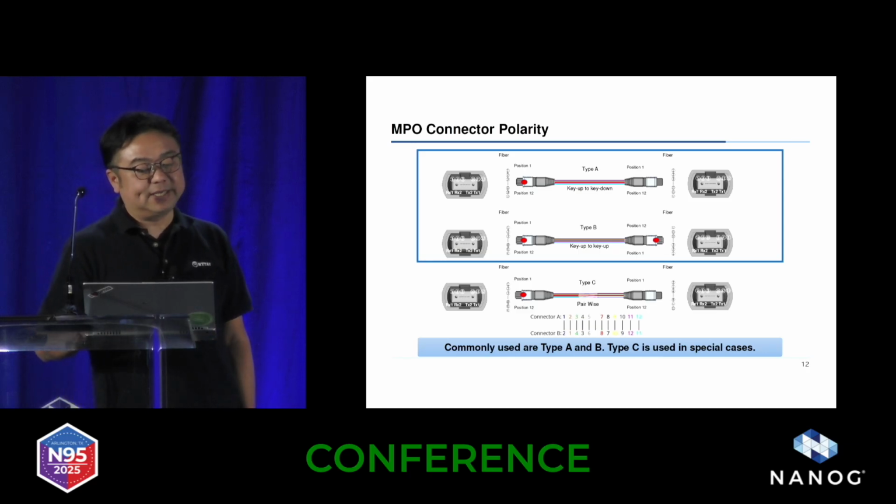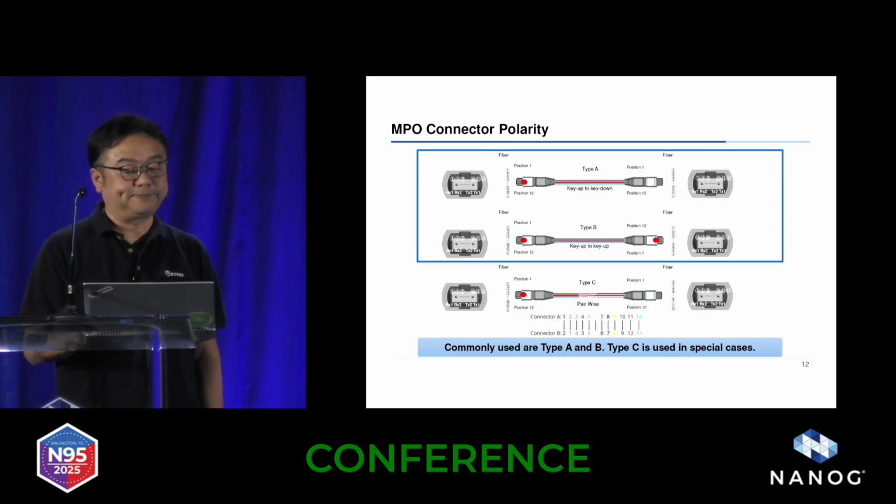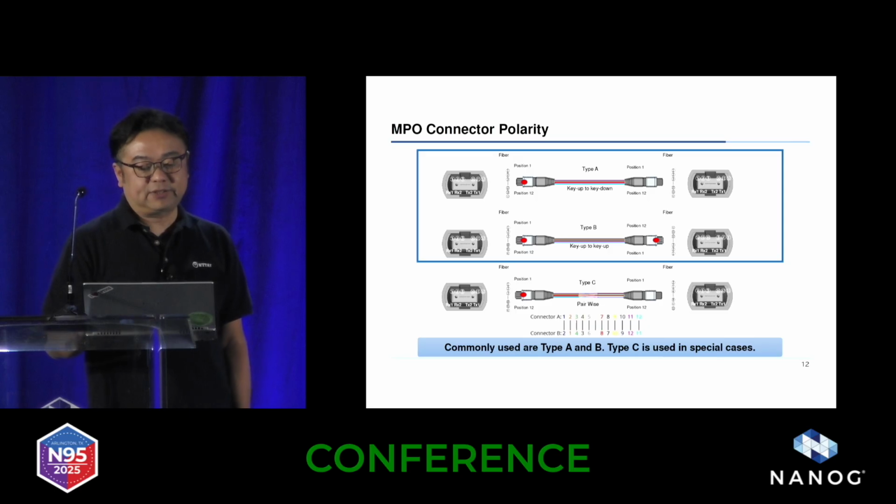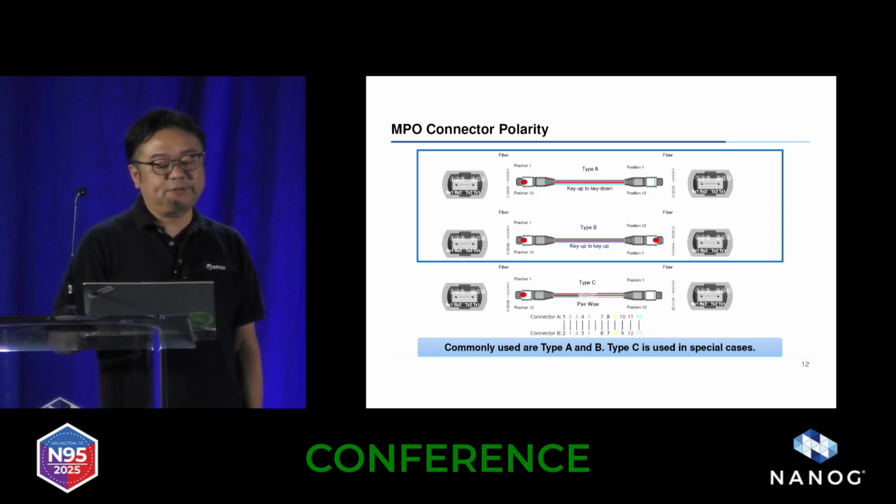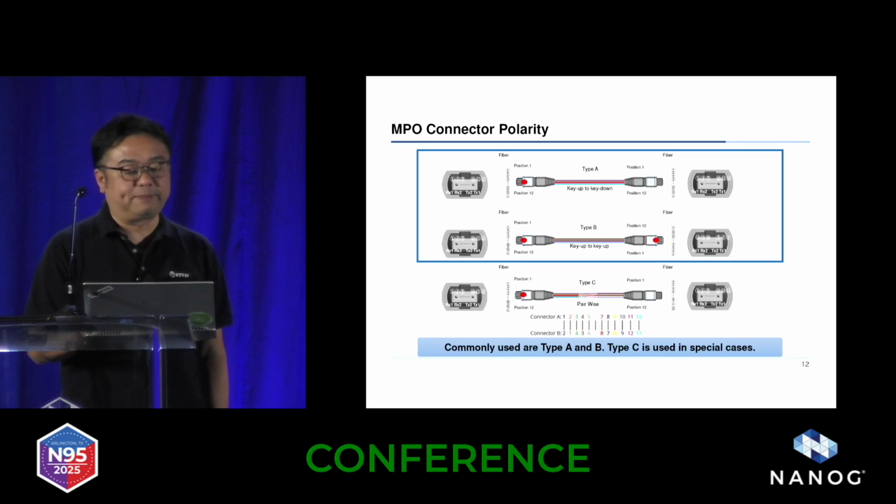Type B is called reverse or cross. Both MPO connectors will be key up, and port 1 goes to port 12, so it will be the cross connections. And type C is called cross pair or flip pair.